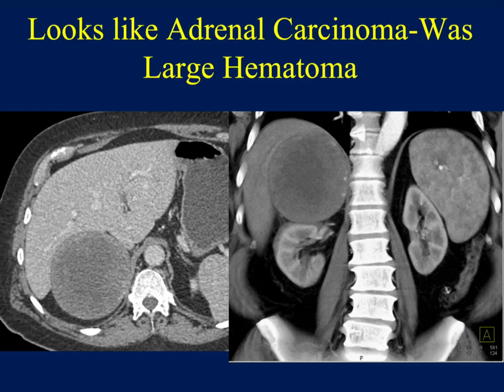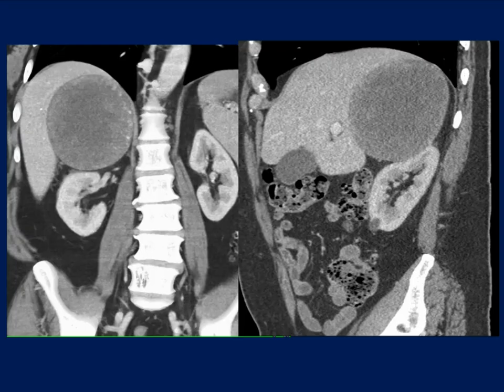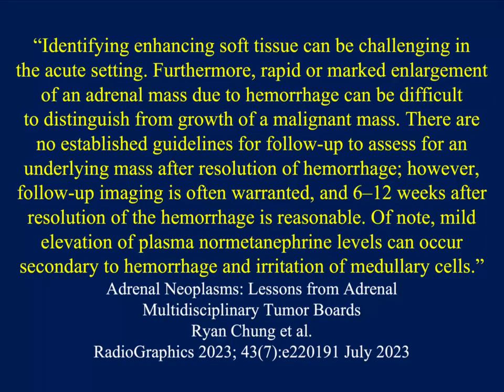At path, this was a large hematoma. It was not recent bleeding, it was older blood, but hematomas can present as large adrenal masses and can be a really difficult diagnosis. Again, you could think about all the possibilities. This patient was very lucky. It was a benign lesion. So again, very, very important to think about.